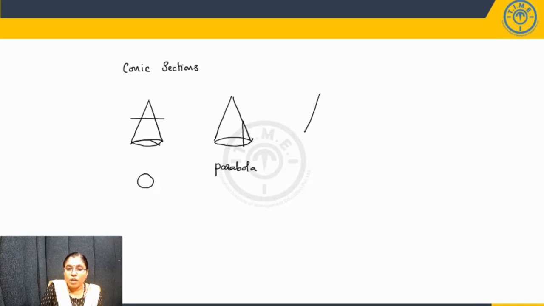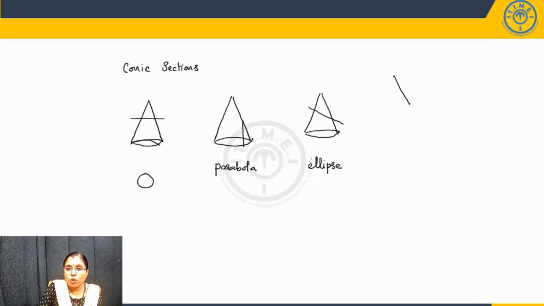See, if you have a cone, if you horizontally cut it, you'll get a circle. And that's why circle is also a conic section. If you have a cone and if you cut it here, you will get a parabola. If you have a cone and if you cut it like this in a slanting method, you will get an ellipse.